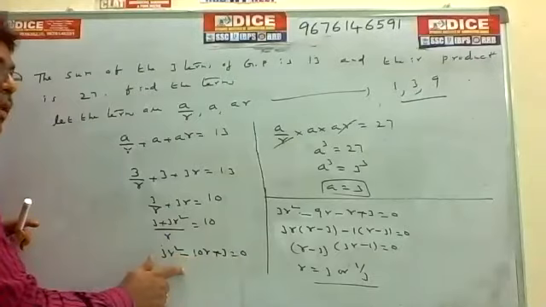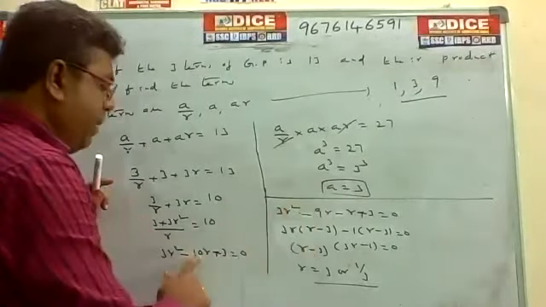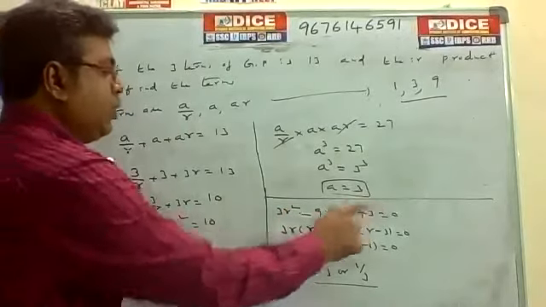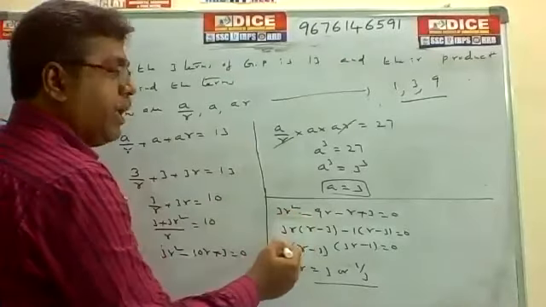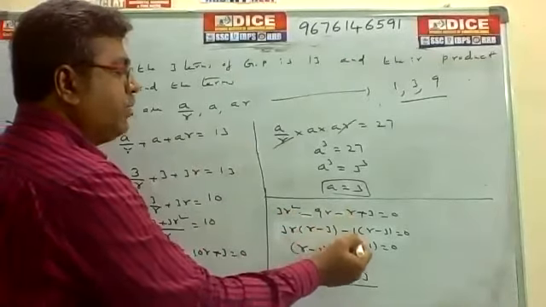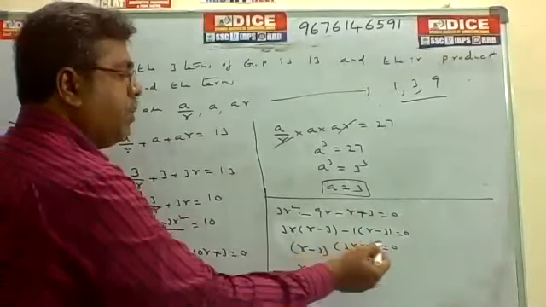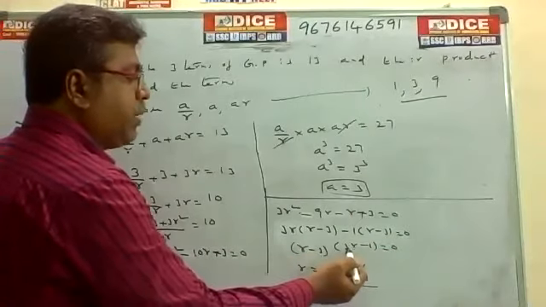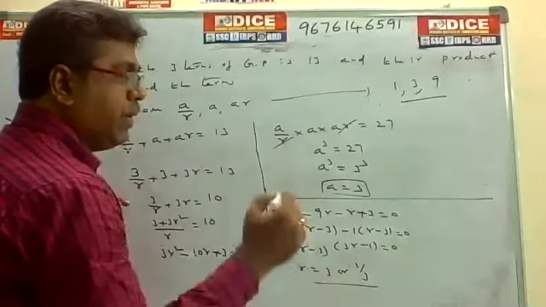For this, we will write the factors. 3R square, writing 10R as minus 9R minus R, plus 3 is equal to 0. In these two terms, 3R into R minus 3, minus 1 into R minus 3 is equal to 0. So the factors are R minus 3 into 3R minus 1. R minus 3 equal to 0 means R is 3. 3R minus 1 equal to 0 means R is 1 by 3. So the values of R are 3 and 1 by 3.